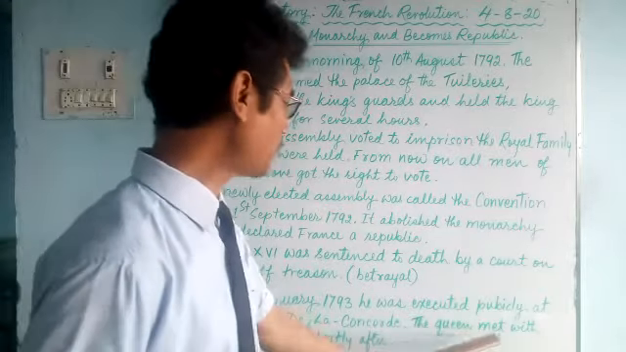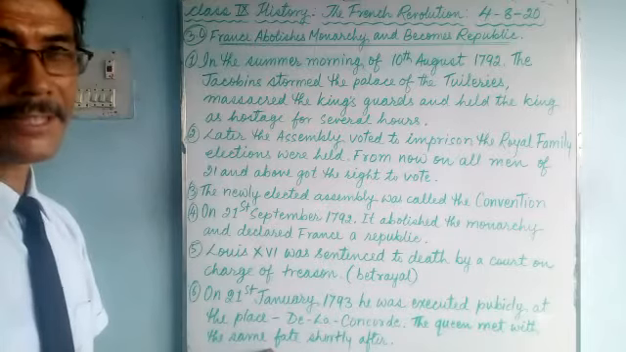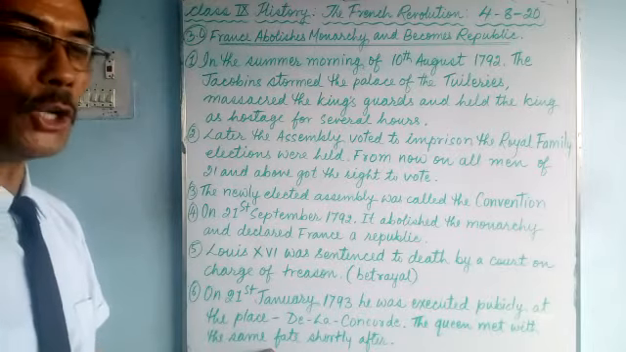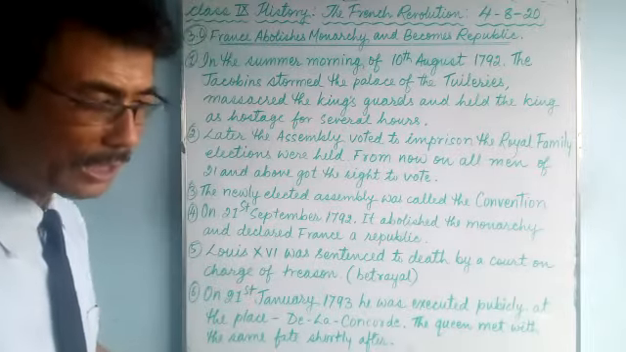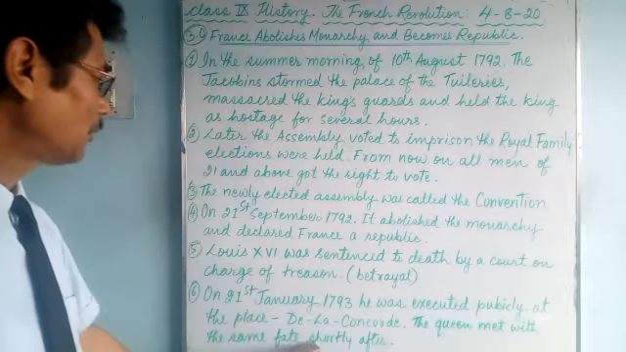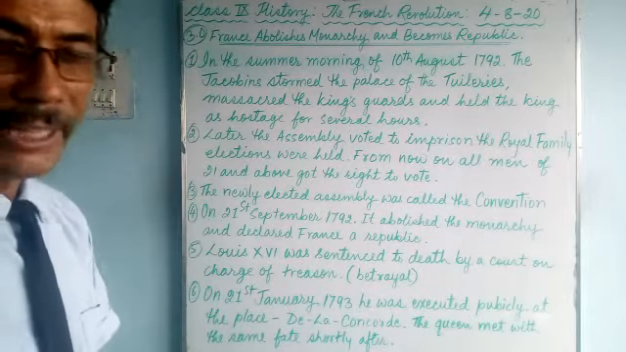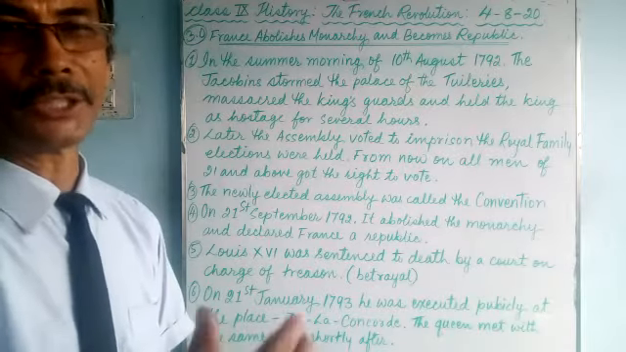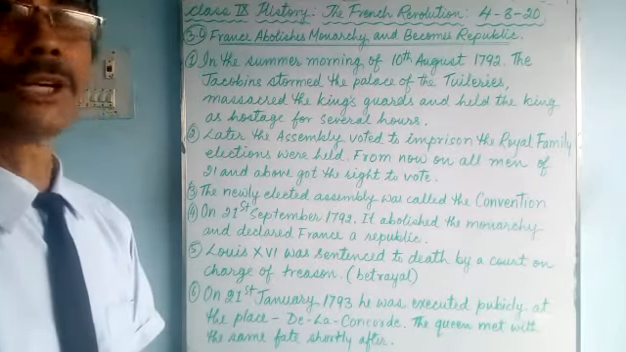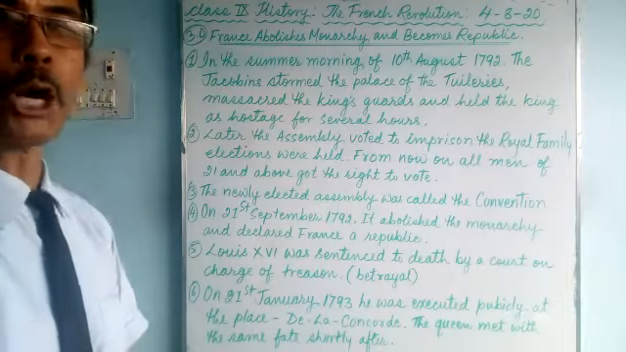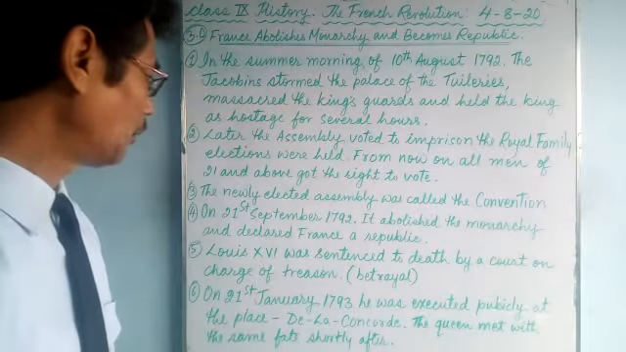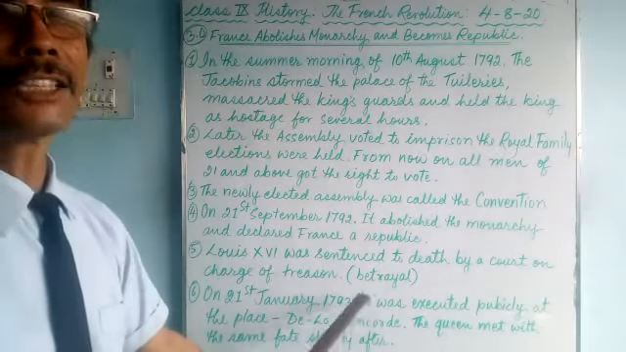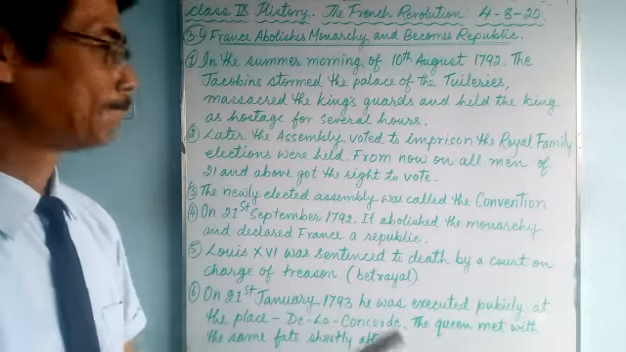The queen met with the same fate, the same punishment. The queen was also guillotined. Her head was cut off shortly afterwards, not on the same day, but after a few months. The king and the queen were killed, their heads chopped off. So they were guillotined and France became a republic.